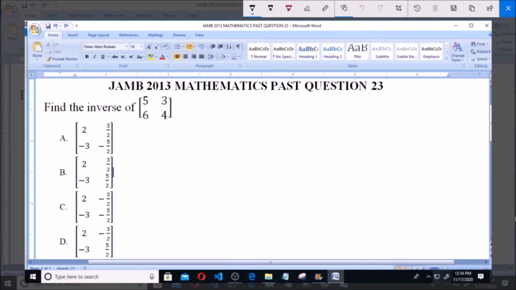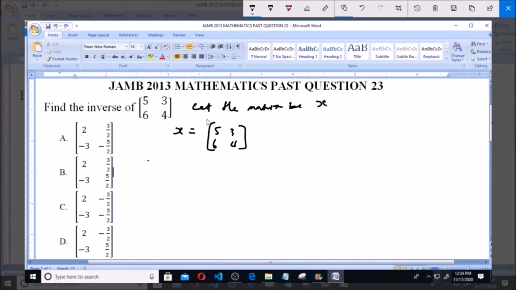I'll be answering JAMB 2013 Mathematics Past Question 23. Find the inverse of this matrix 5, 3, 6, 4. We have to find the inverse of this matrix. Now let this matrix be X. So we can simply say that X is equal to 5, 6, 3, 4.